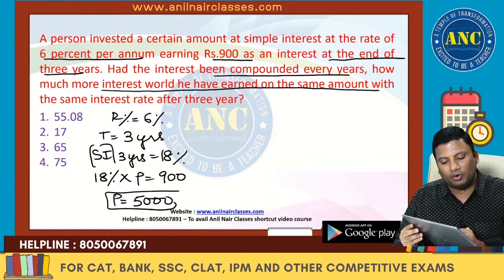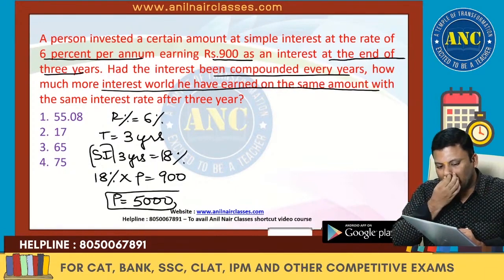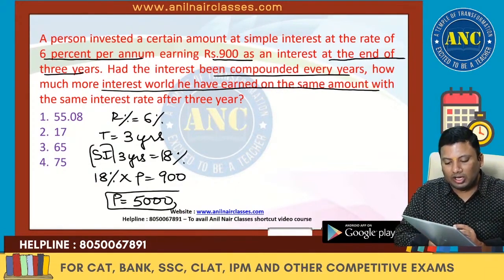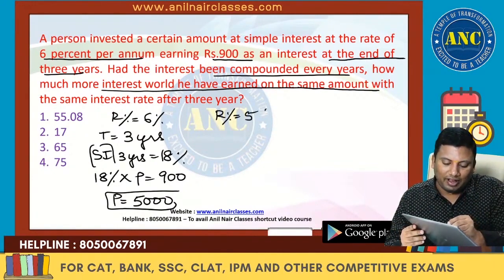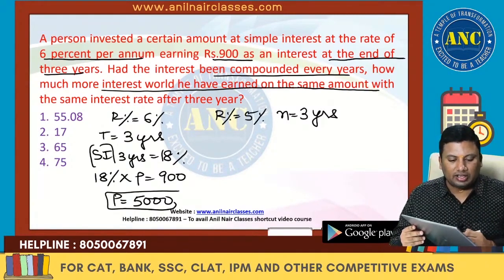Had the interest been compounded every year, how much more interest would you have earned on the same amount after 3 years? After 3 years, how much more would you have earned? R is nothing but 6%. N is nothing but 3 years. Now see here.